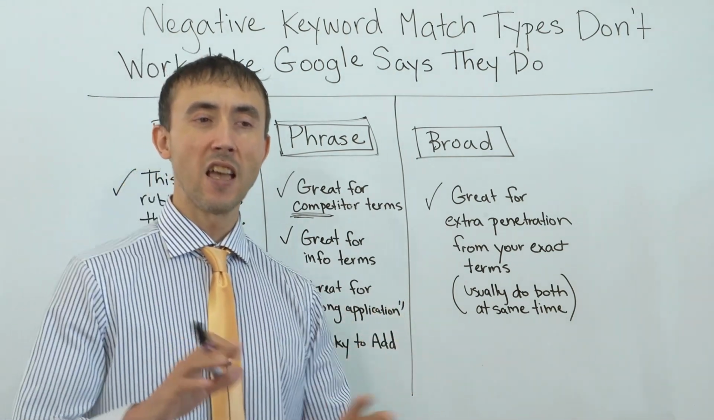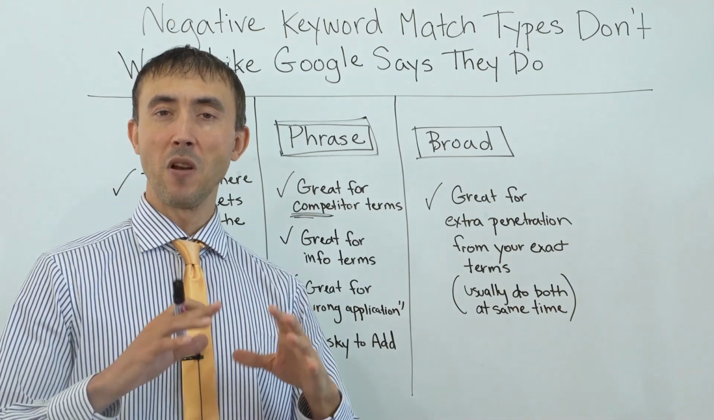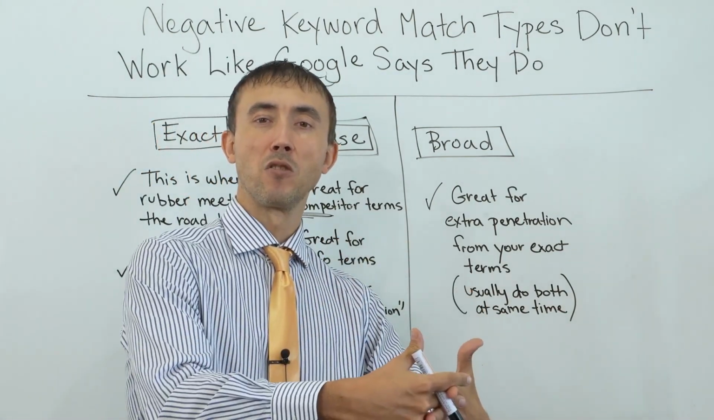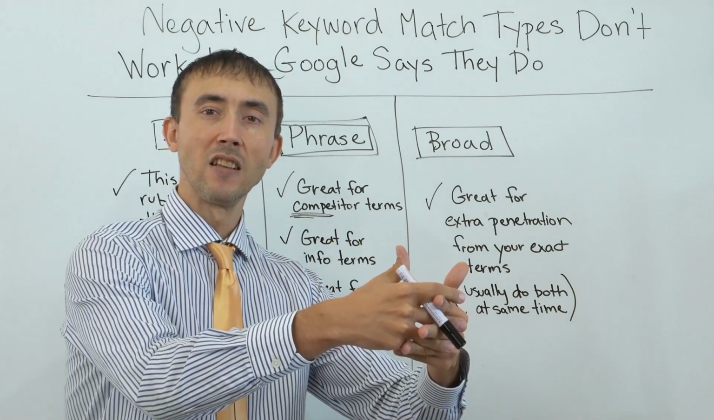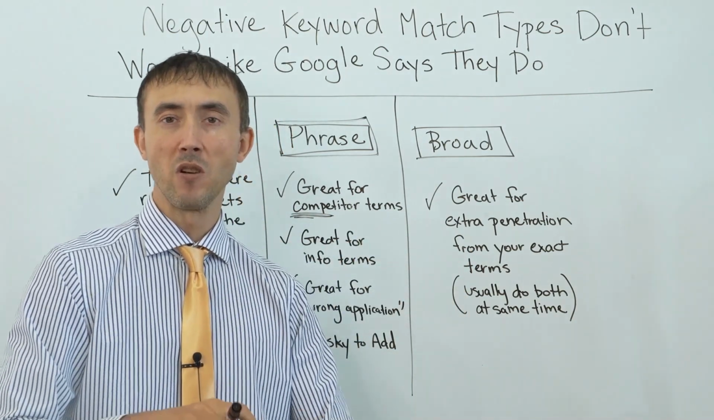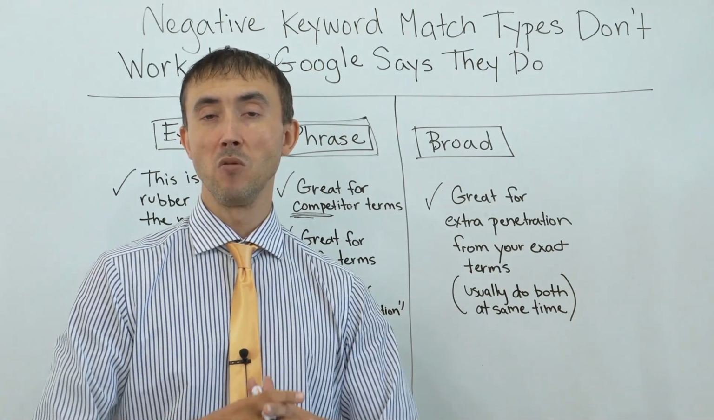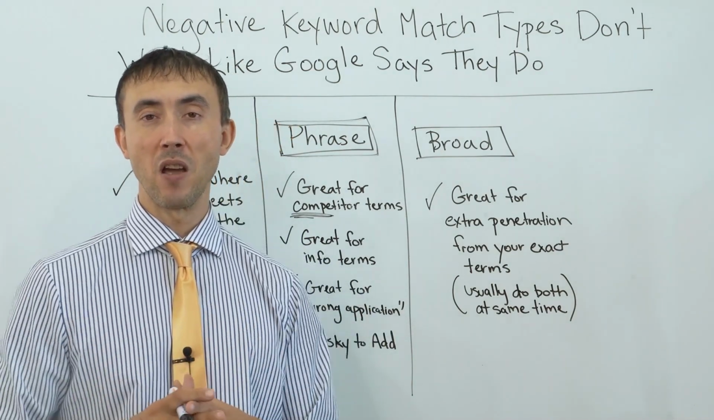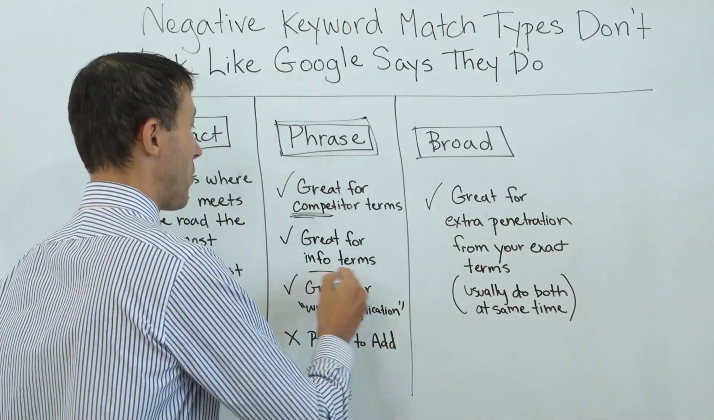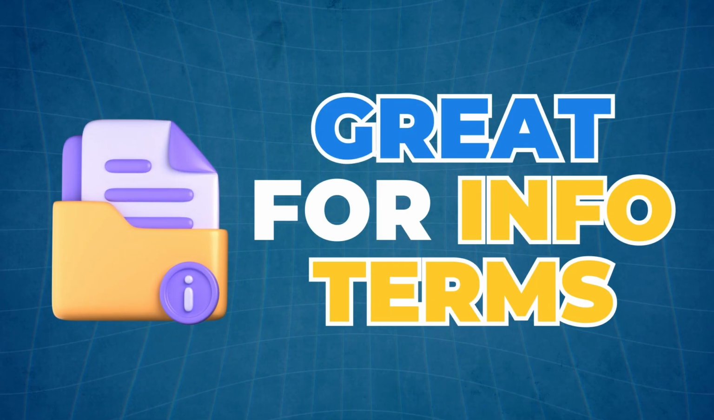And with that said, tying everything together, I would run a separate negative keyword list for your competitors, so that later on, if you do a competitor keyword strategy, you could just exclude that list from your competitor campaign, versus having to dig through all the negative keywords and put them into a separate list to run a separate campaign just for competitors, like I was talking about before, and actually monetize that traffic. Phrase match is great for info terms as well.